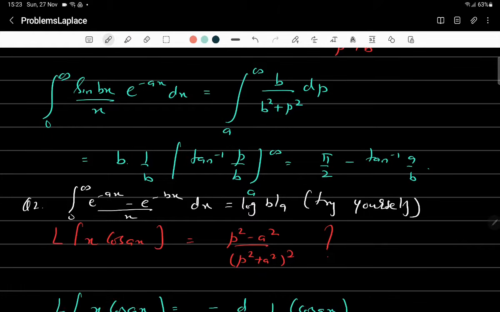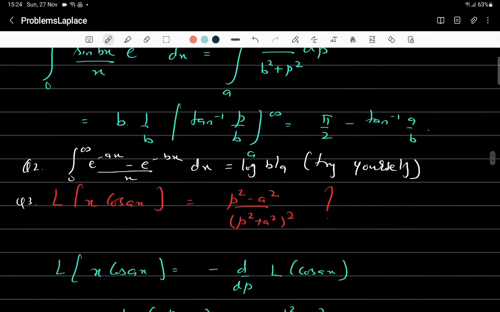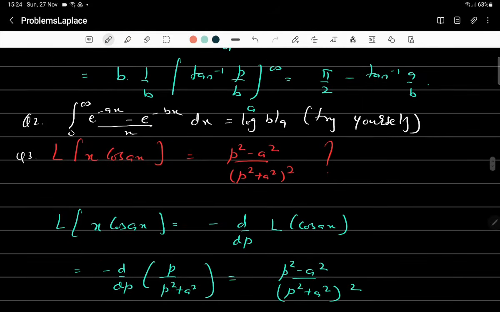The next one says that show that Laplace of x cos ax. Again recall that we have already discussed Laplace of x times f of x. It is minus d by dp of Laplace of f, so that's why it comes out to be minus d by dp of Laplace of cos ax. Now Laplace of cos ax we already know. By substituting into the formula, it can be easily proved.